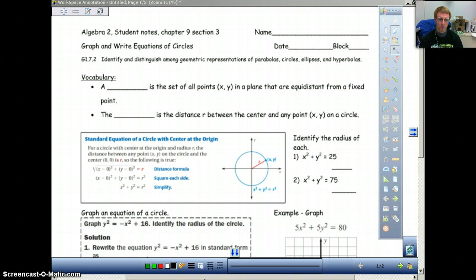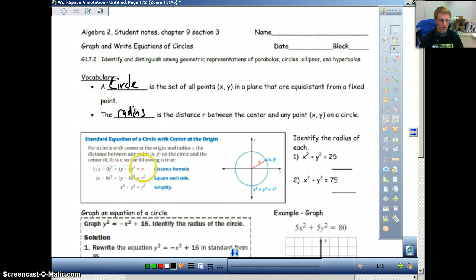In class, we may do a little bit more where we move the circles around a little bit, which I think is pretty easy. But let's just start with the basic stuff and see where we get. The vocabulary is, as you could probably guess, a circle is a set of all points x, y in a plane that are equidistant from a fixed point, that fixed point being the center. And then the radius is the distance r between the center and any point on the circle. So recall that a radius is the center to the edge of any part of the circle. The radius will always be the same.